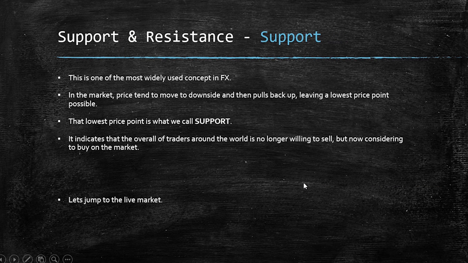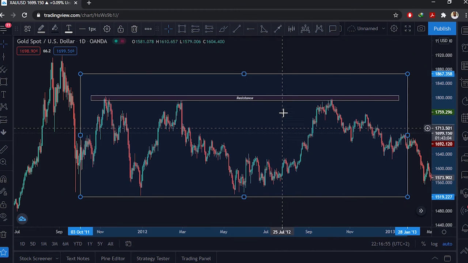Let's pretend that the market is now moving to the downside and then pulls back up, leaving the lowest price point possible. That lowest price point possible is what we call the support. This support indicates that the overall traders around the world are no longer willing to sell, but are now considering buying on the market. What do I mean by that? Let's go back into our live market chart.